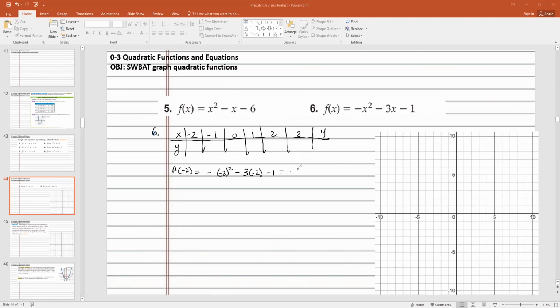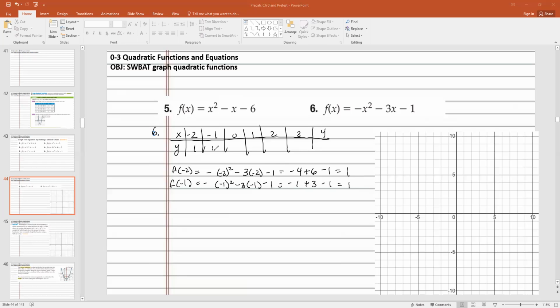And -2 squared is going to give us 4. And -3 times -2, negative times a negative is a positive. So it's about 6 minus 1. We get 1. And then f of -1, -1 squared minus 3 times -1 minus 1 equals negative, and then -1 squared is 1. We get plus 3 minus 1, so 3 minus 2 is 1.